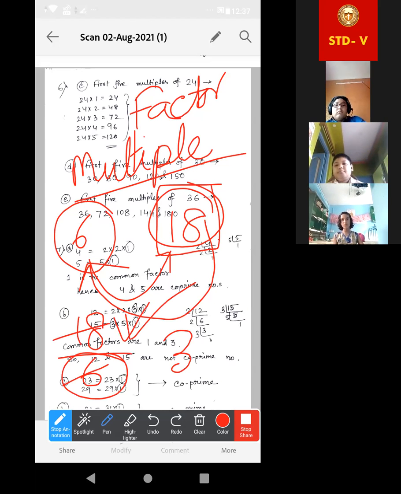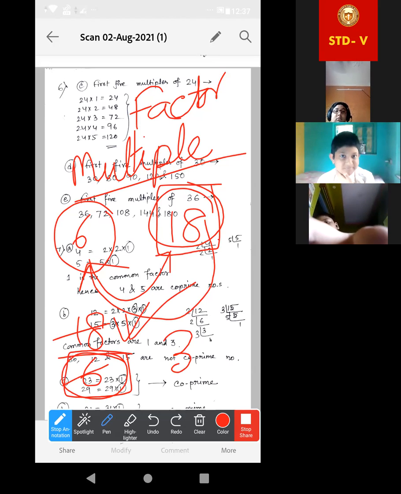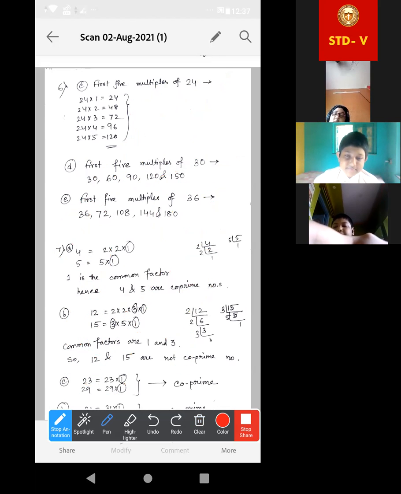Understood? Always the smaller one is the factor, which divides. And the greater number, which we are dividing, is the multiple. Now you can remember this. Yes, ma'am. Clear. Okay.